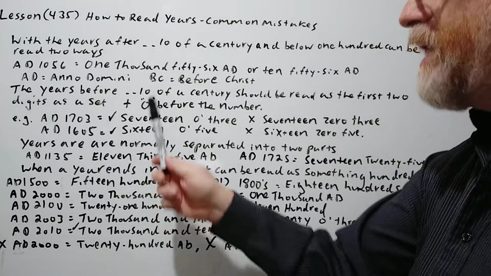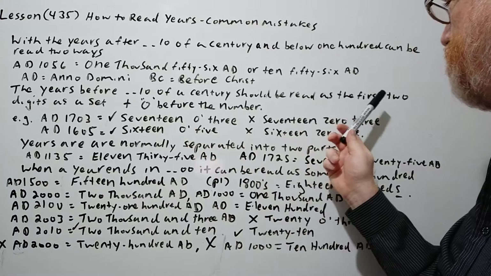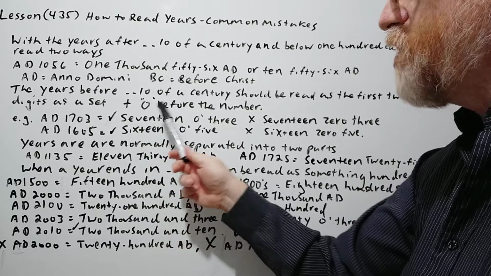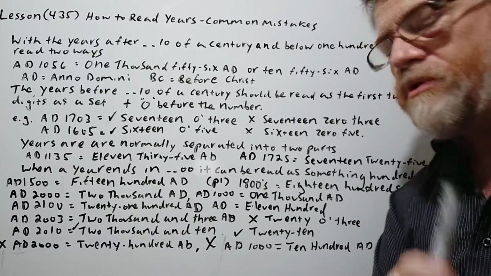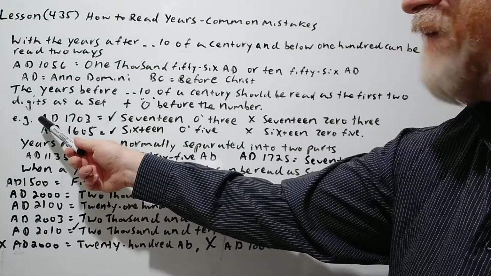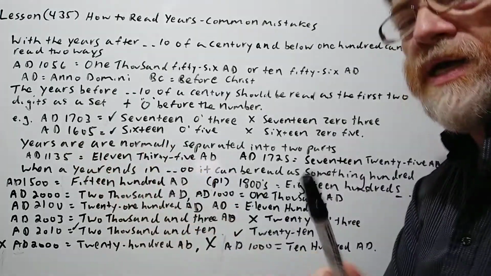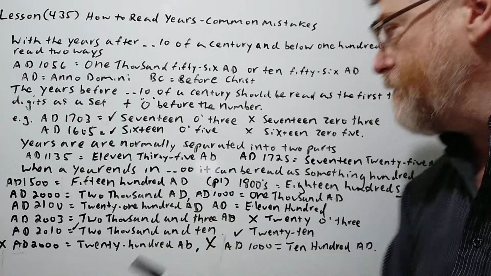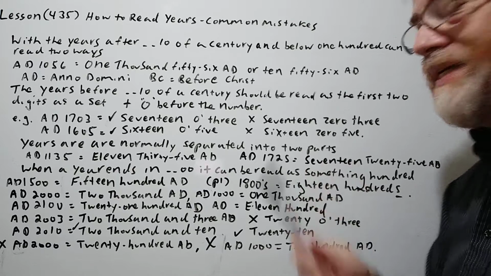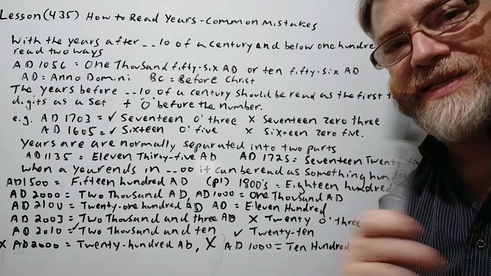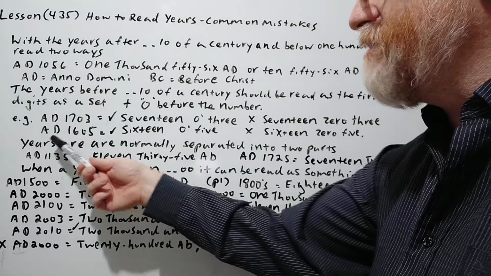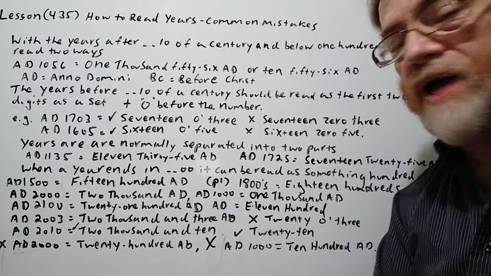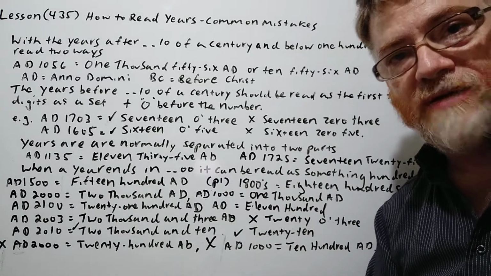Let's continue. The years before 10 of a century should be read as the first two digits as a set, plus "oh" before the number. This is one that students mess up a lot. So here, where you see AD 1703, this is correct. You should read it as seventeen oh three, or seventeen oh three AD. What you don't do is say one thousand seven hundred three. Nobody says that. That would be wrong. Another example here: this one should be read as sixteen oh five. You don't read it as one thousand six hundred five.